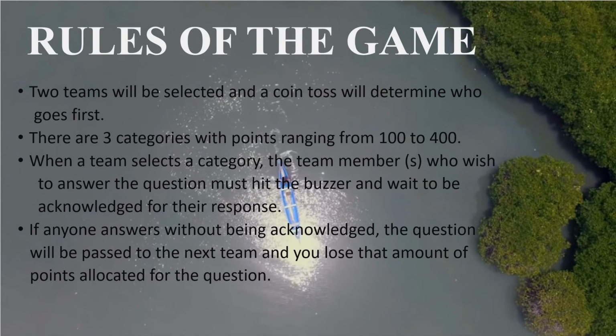The rules of the Jeopardy game are as follows. Two teams will be selected and a coin toss will determine who goes first. There are three categories with points ranging from 100 to 400. When a team selects a category, the team members who wish to answer the question must hit the buzzer and wait to be acknowledged for their response. If anyone answers without being acknowledged, the question will be passed to the next team and you lose the amount of points allocated for the question.